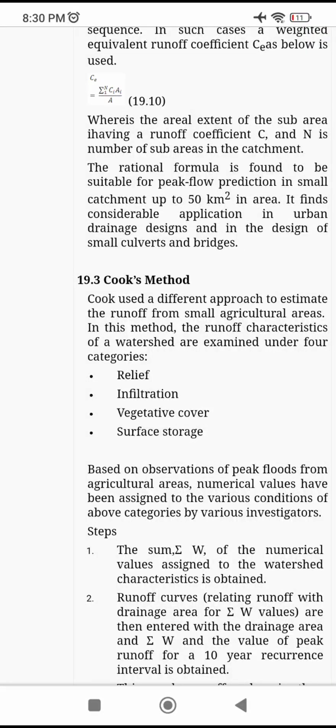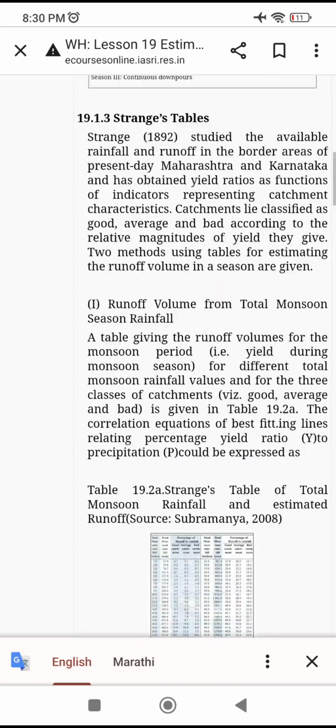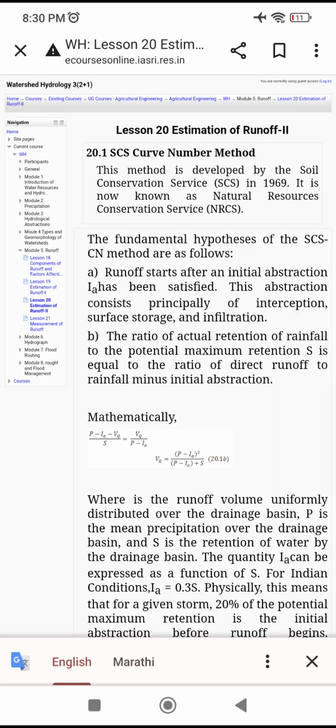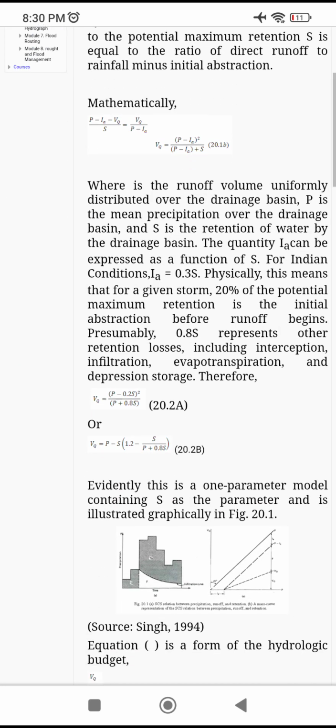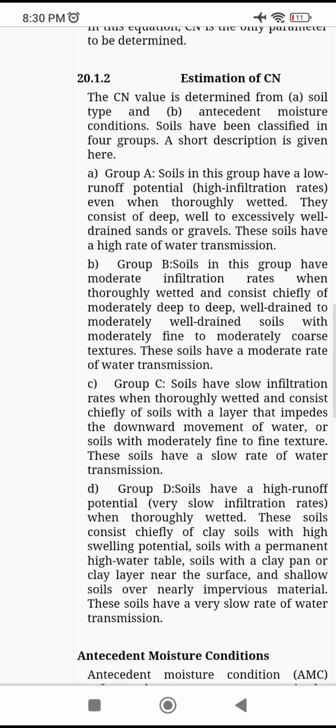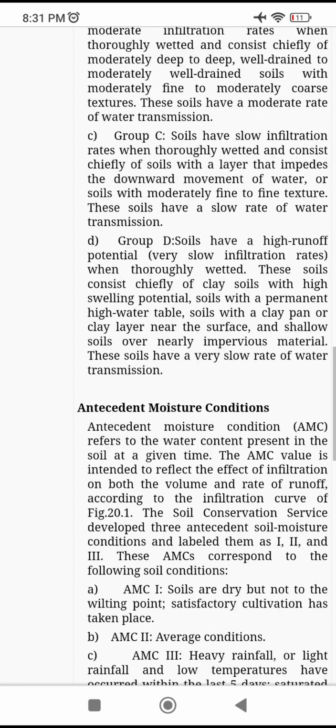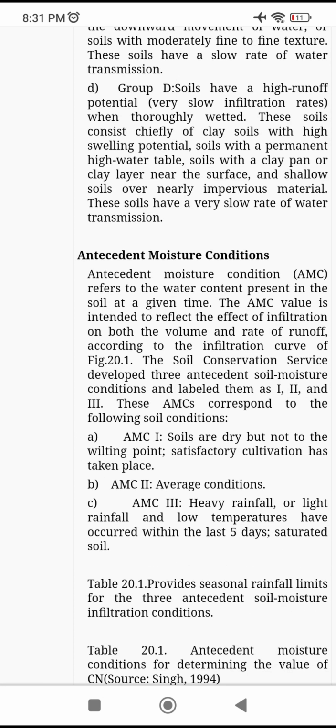Then another is Cook's method. Cook used a different approach to estimate the runoff from small agriculture areas. There is a chance they will ask which method is used for estimation of runoff, and then you have to choose the proper option. Then SCS curve number method, Soil Conservation Service. Know what SCS stands for. Then in this there are some formulas. What is meant by curve number, and what are the groups? Different groups: group A soil, group B soil, group C soil, and group D soil. Then antecedent moisture content, AMC, refers to the water content present in the soil at a given time.